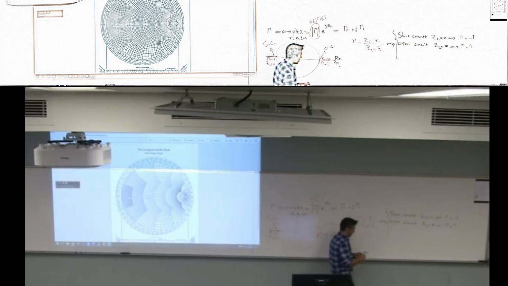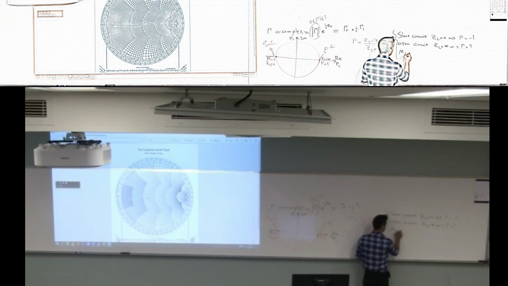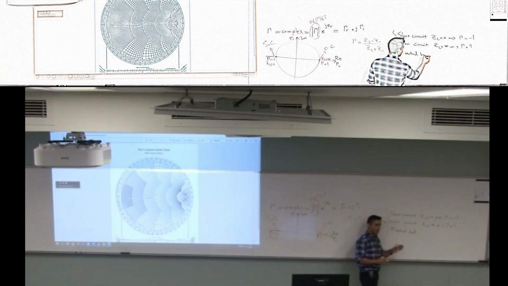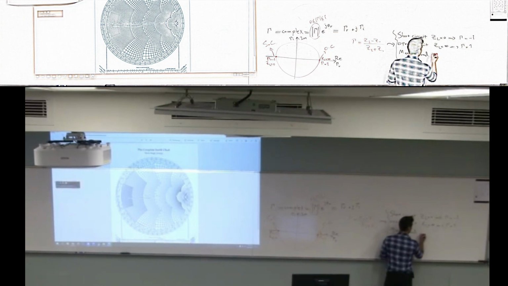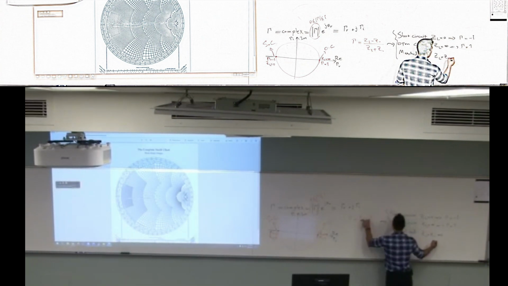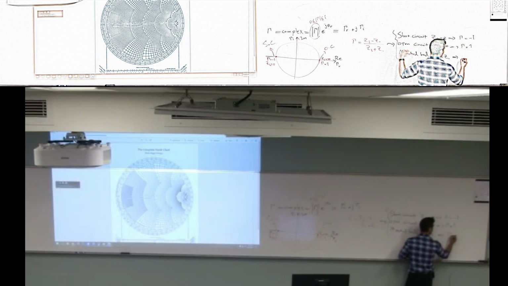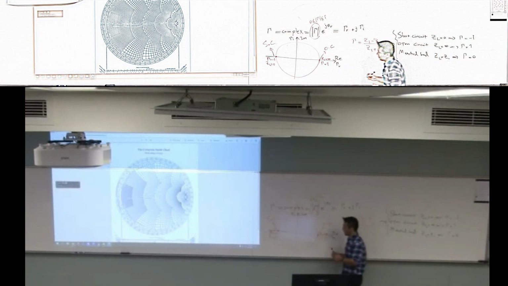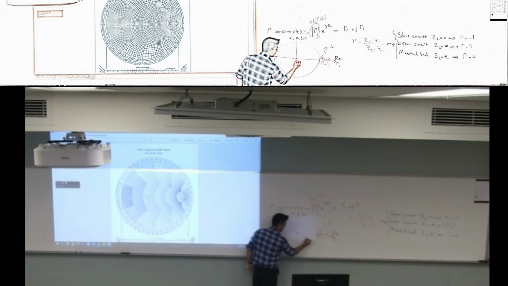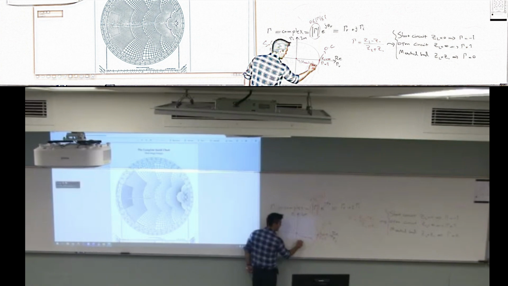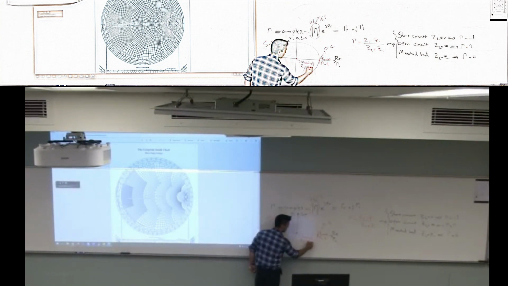Okay? If you have a matched load, matched means matched with the characteristic impedance of the transmission line. That means you have ZL equal to Z0. The numerator will be 0. So gamma is going to be equal to 0. This is matched. This is ZL equal to Z0. And this is gamma equal to 0.